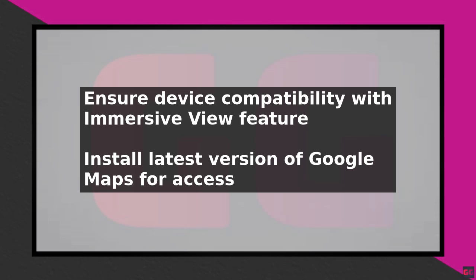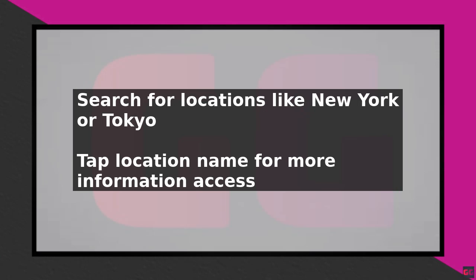Open Google Maps on your device and search for a location that supports Immersive View, such as major cities like New York or Tokyo. Once you have selected a location, tap on the location name at the top of the screen to access more information. Look for the Photos option and select it to see available images of the location.